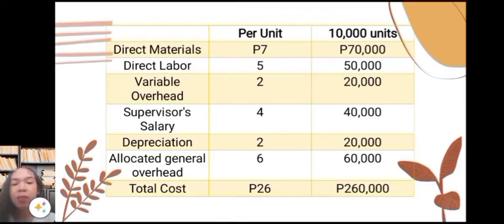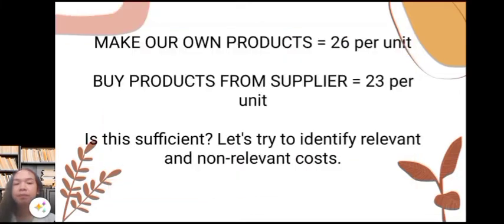If the company is planning to produce 10,000 units of bandana, then the company would incur 260,000. So we have here making their own products, it's 26 per unit. But a certain supplier offered them 23 pesos per unit. So, should the company accept that offer already? Kasi syempre, makakamura siya ng 3 pesos if he's gonna buy from outside supplier. But, we should identify first the relevant and non-relevant costs.